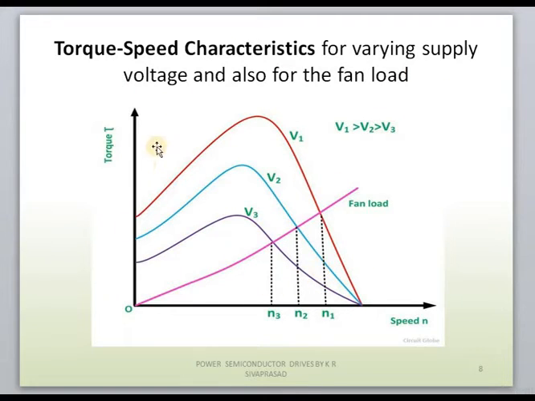You can consider here there is a torque speed characteristic. They have mentioned 3 torque speed characteristics with a fan type of load. If you vary the voltage, the torque value changes automatically, because torque depends on voltage. So the graph will be like this. Here we are mentioning 3 different voltages: V1, V2, V3, and 3 different torque speed characteristics.